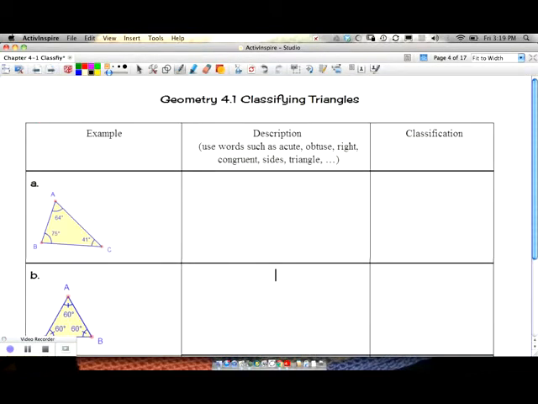So, quick review, just some words that we need to talk about. For example, the word acute. Remember that acute means that we have an angle less than 90 degrees. And obtuse is something that's greater than 90 degrees. And a right angle is when it's exactly 90 degrees. So another thing that we have going on is how do we give it sides that are congruent and such. So let's look at this first one.